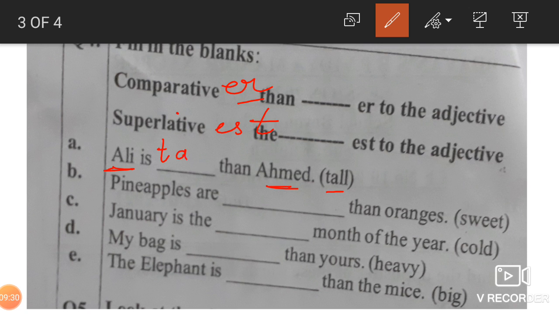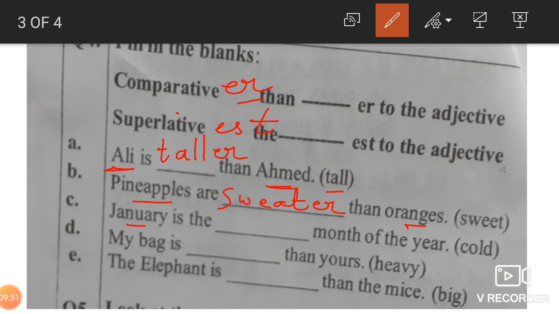So tall will become taller. Okay. Ali is taller than Ahmad. Pineapples are dash than oranges. यहाँ पे भी pineapple and oranges. Only two के बीच में comparison. So we will write sweeter. Er. Okay.